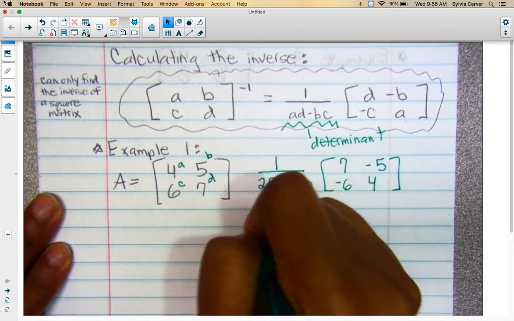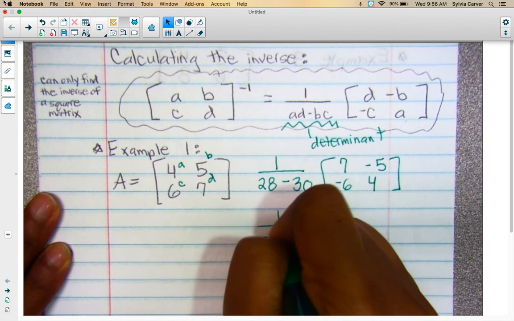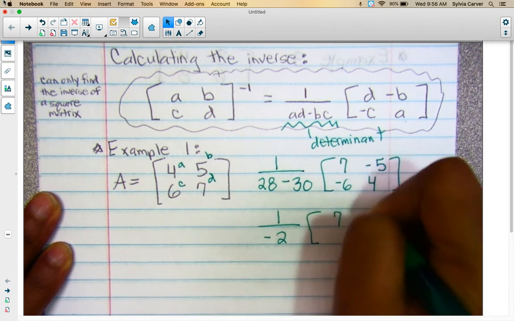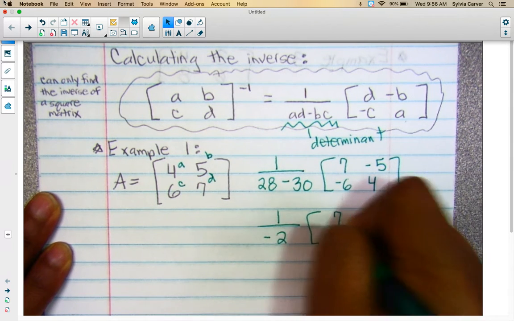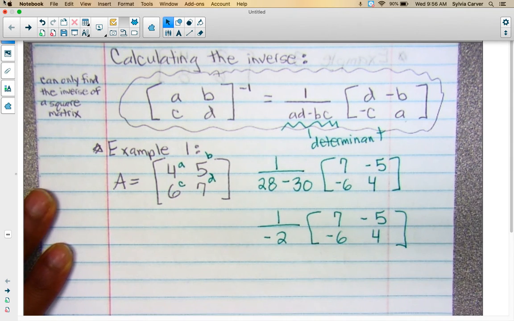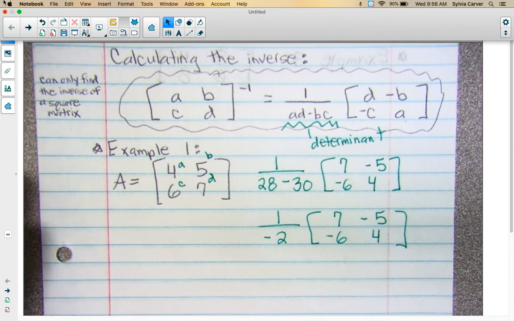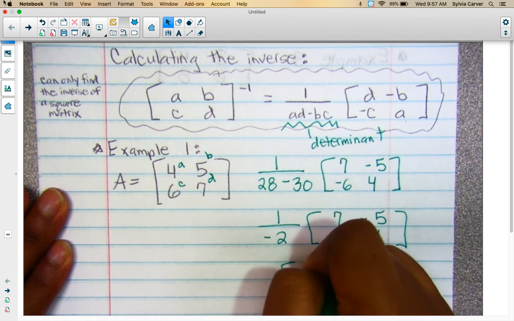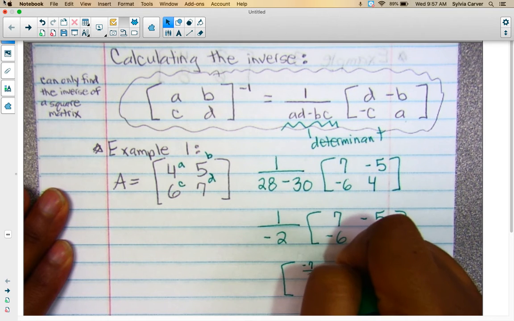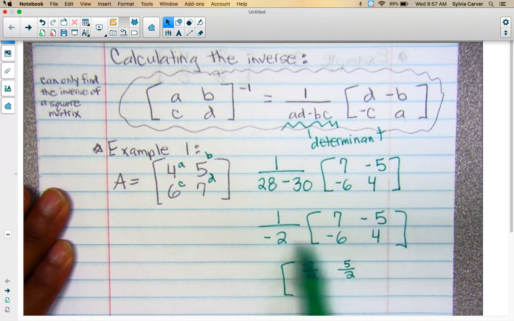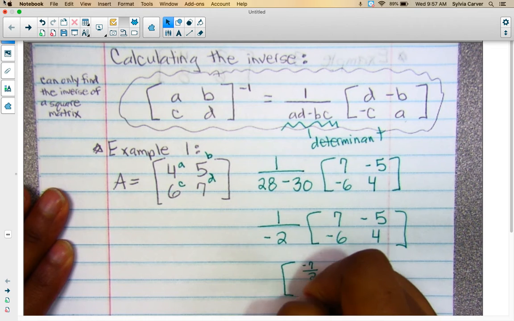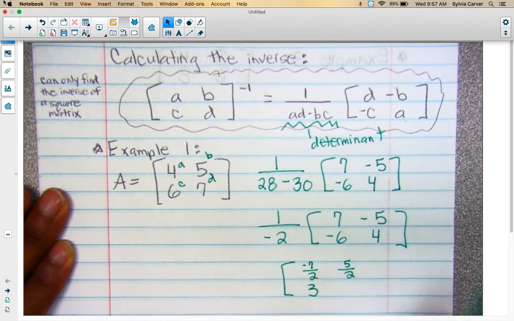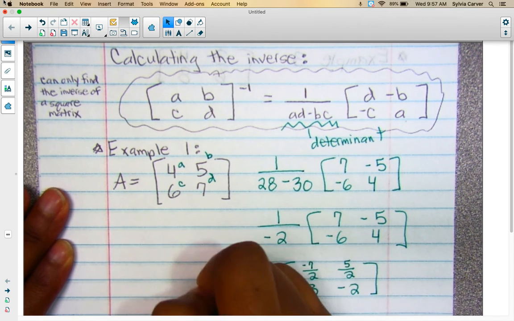So this now is going to give me 28 minus 30 is negative 2. This stays the same. Now this is a scalar multiplication problem. So I take negative 1/2 and multiply all the numbers on the inside by negative 1/2. So our final answer would be negative 7/2. 2 negatives make a positive. This is 5/2. Negative 1/2 times negative 6 is going to give us 3. And negative 1/2 times 4 gives us negative 2. And this is our inverse.